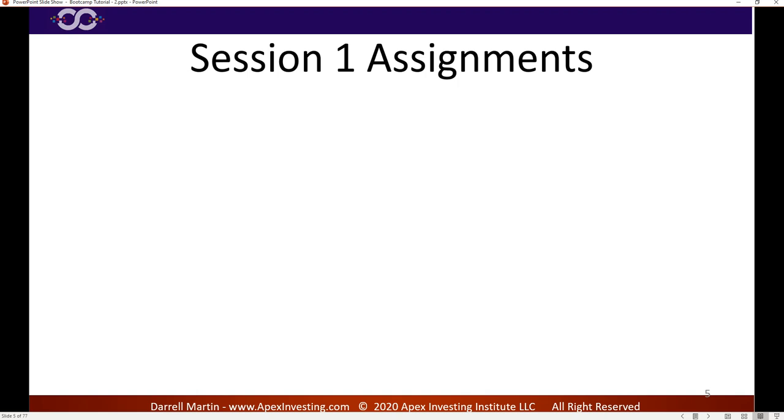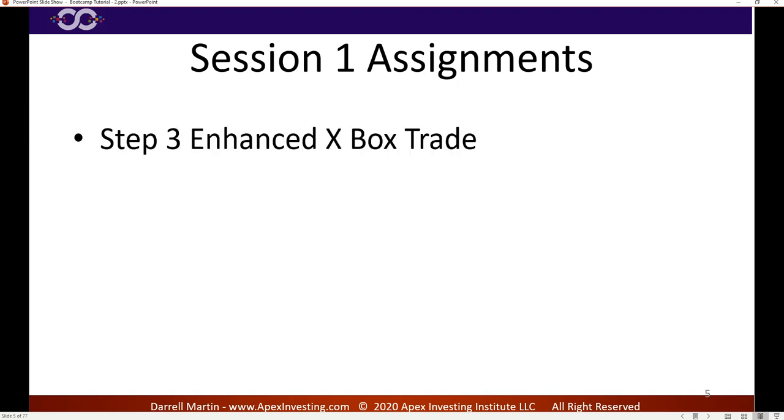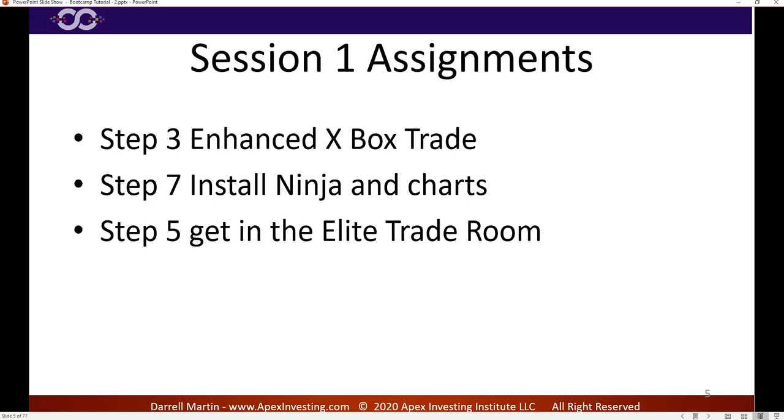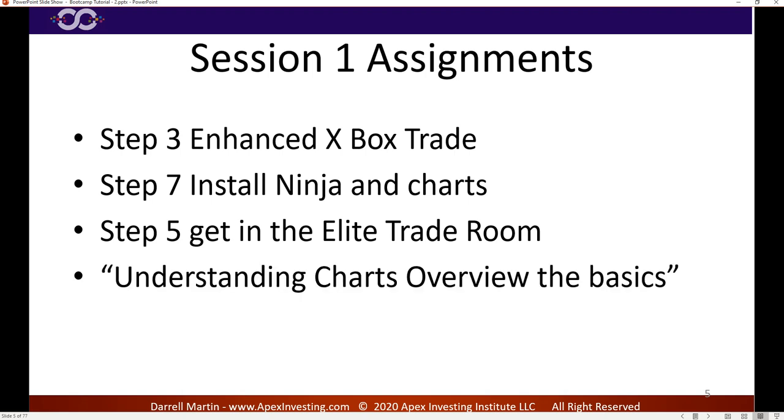So in session 1, we had some assignments, right? We watched the enhanced Xbox trade video. Make sure you've got Ninja installed and get your charts up and going. Be in the elite room and watch that section on understanding chart overview and basics. All right, how did you guys do on those? For those of you that were on session 1, how did y'all do with those assignments? Were y'all able to get everything done, get the charts and everything set up, get through those videos?